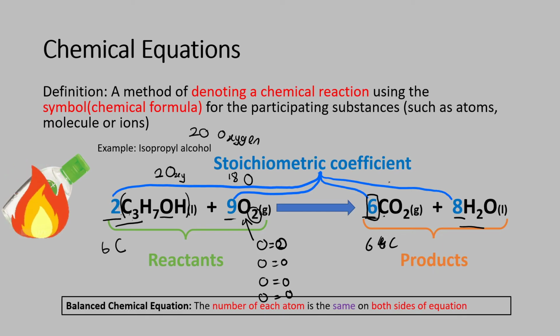So 6 times 2 is 12 oxygens, plus 8. So 8 oxygens, right? So the total is also 20 oxygens. So in a balanced equation, every single atom has the same amount on the left and right. Imagine it like a seesaw, alright? So okay, is everything understood about the chemical equation?